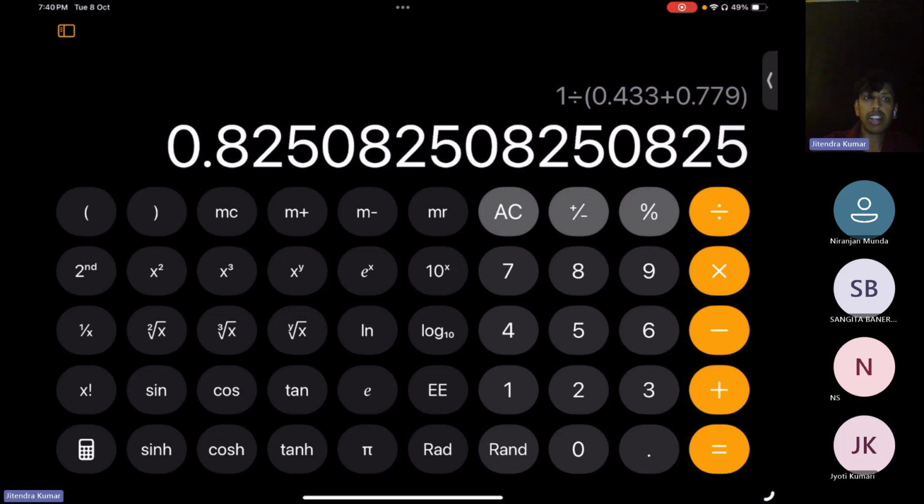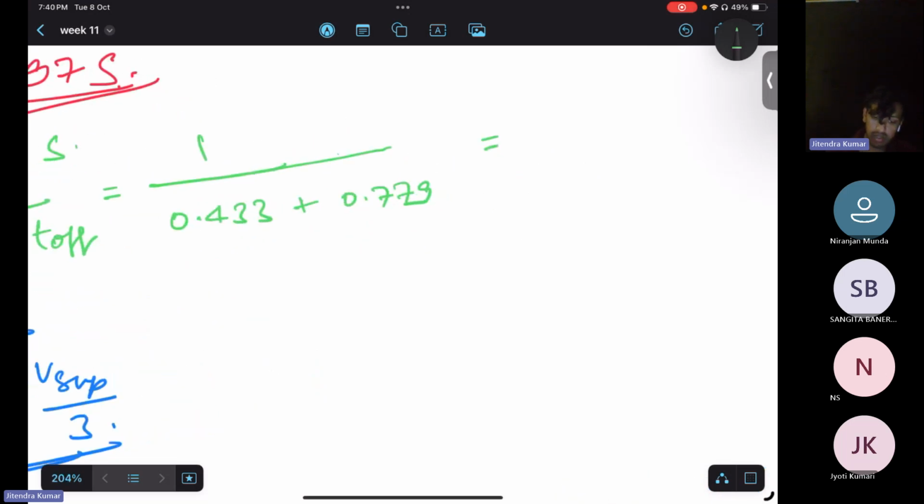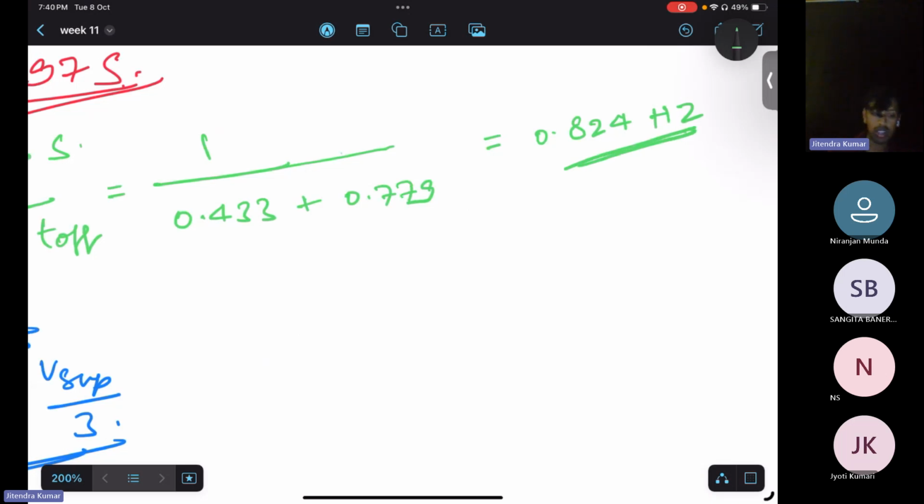So anyway, if that is the answer, maybe data might be in that fashion, but that is the answer of this. As it is mentioned by NS also, 0.824 hertz will be the frequency of output, which is quite slow, isn't it?